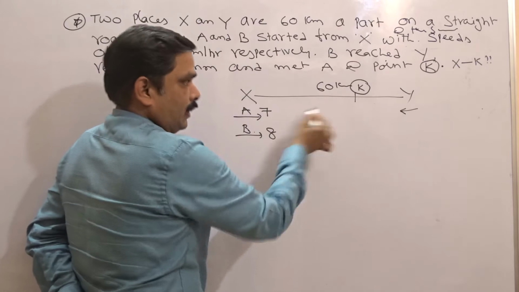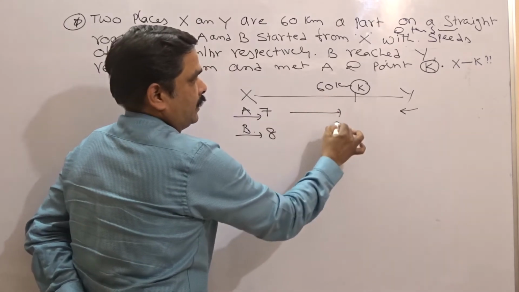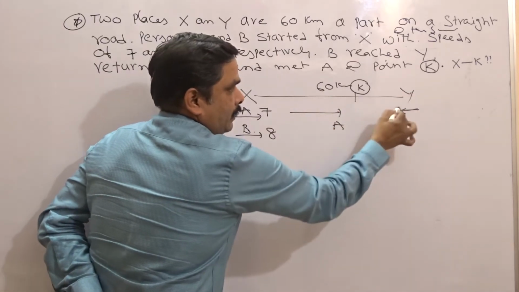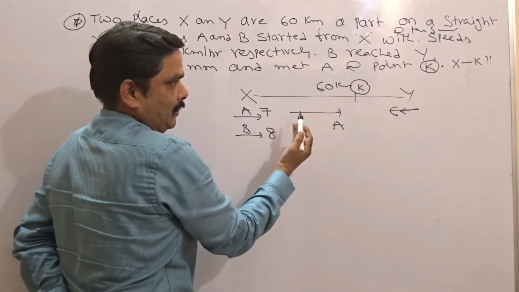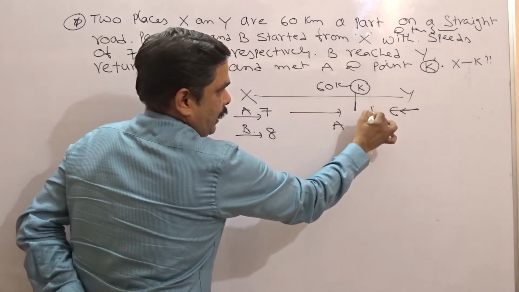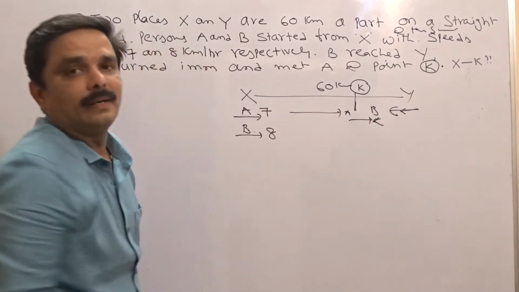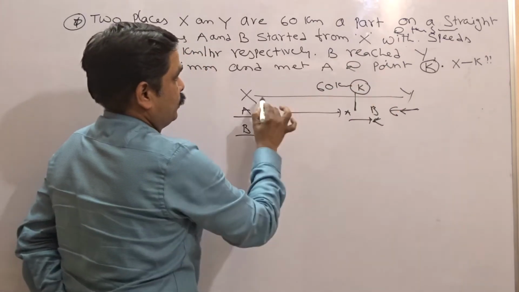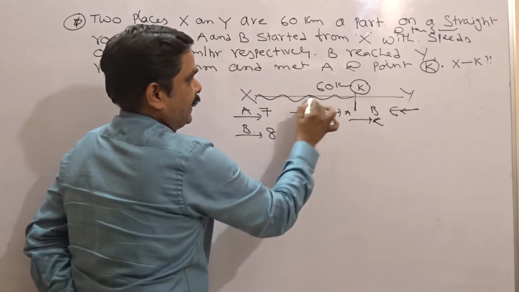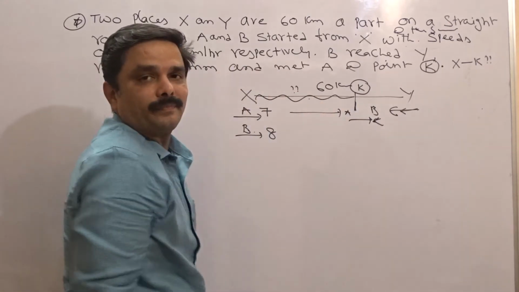Now in this question, A is coming from this direction, and after reaching Y, B came back, he returned immediately. They met here, A and B met here. This is what exactly they have given. Now, what is the distance between X and K? This is the question. Alright.